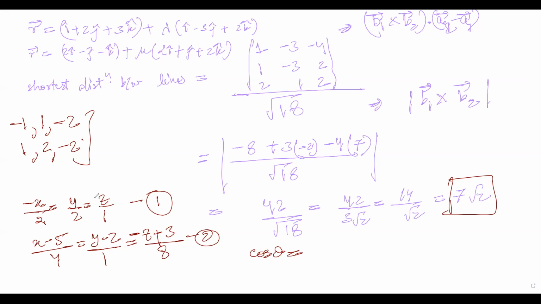B1 dot B2 would be minus 8 plus 2 minus 8, so minus 14, so 14. Divided by root over 4 plus 4 plus 1, which is 3, into 16 plus 1 is 17, plus 64 is 81, which is 9. So this would be 14 by 26.